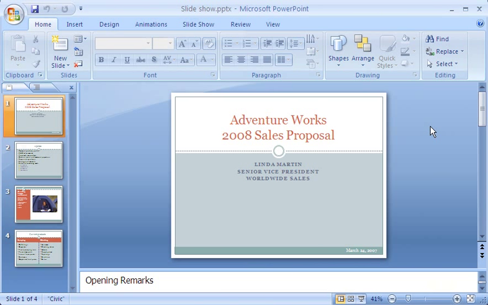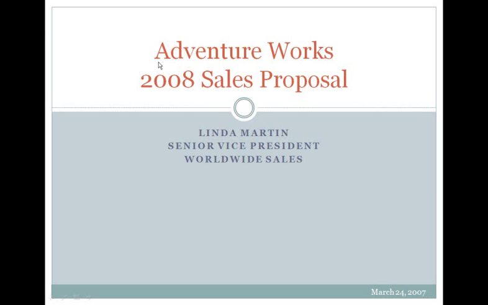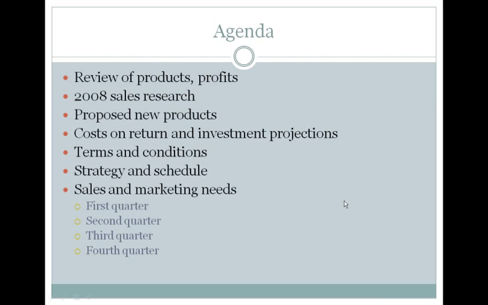I can start the show by pressing F5, or I can click the Slideshow tab, and in the Start Slideshow group, I click From Beginning. Here's the first slide. I click the mouse to move from one slide to the next.